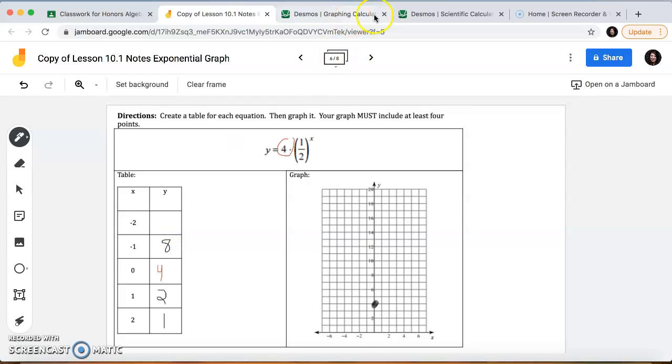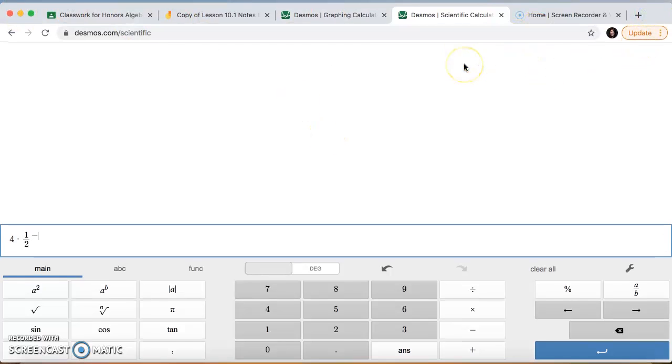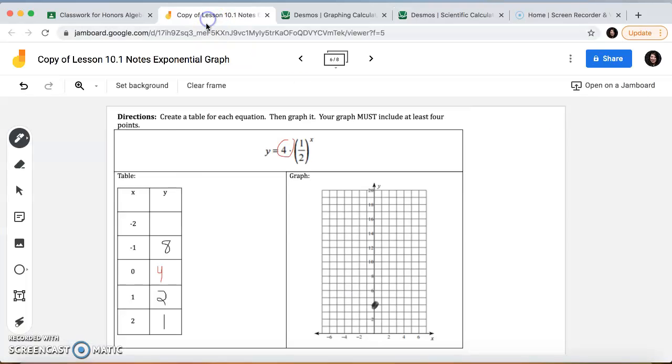And if we take it to the negative 2 power, the answer is going to be 16. And then we can just graph those points. So 1 and 2, 2 and 1, negative 1 and 8, and negative 2 and 16.